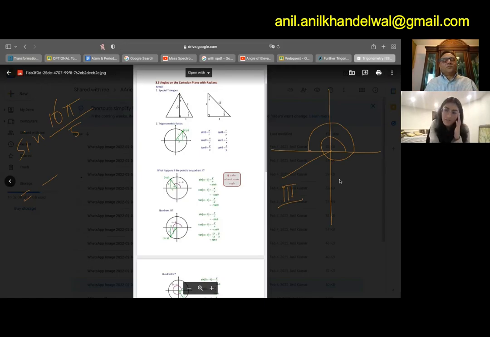Pi by 5, right? So we are dividing the whole pi into 5 equal parts. This pi is divided into 5 parts. So we say 5. Now 5 more: 10, then 15, and 16. So I go pi by 5 more.